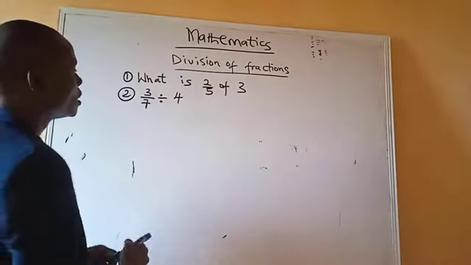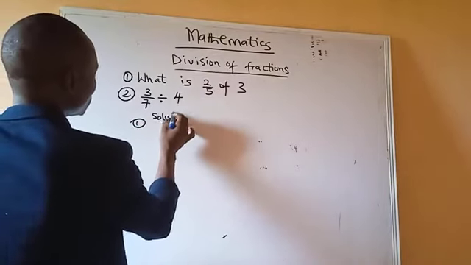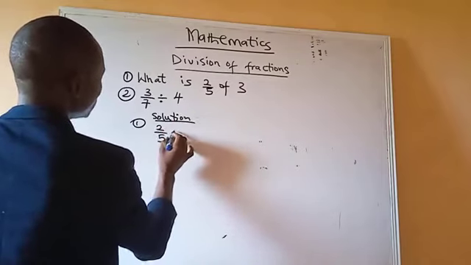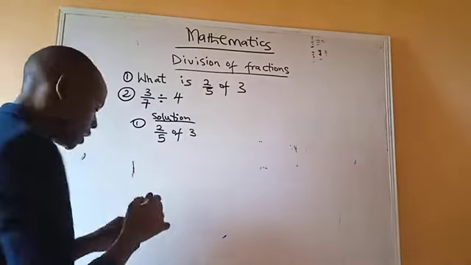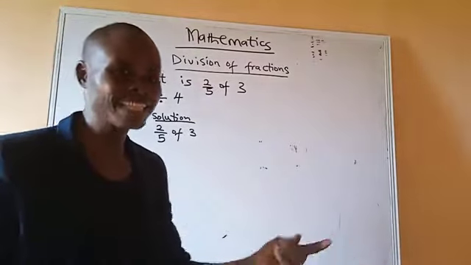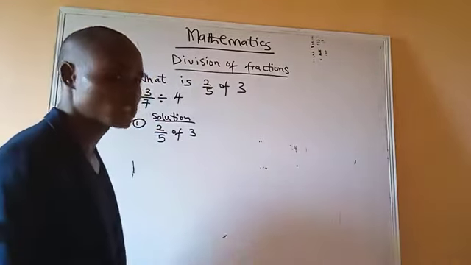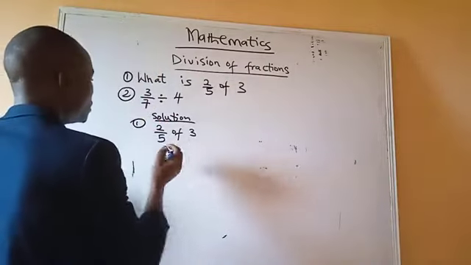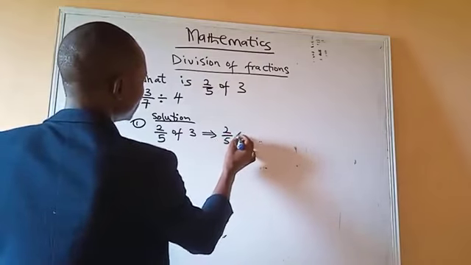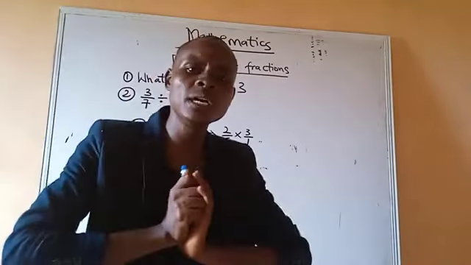So in this question number 1, what you do is this. Question 1, solution. You bring out your 2/5 of 3. In mathematics, whenever you hear "of", it represents multiplication. So that is to say, this will give me 2/5 times 3/1.